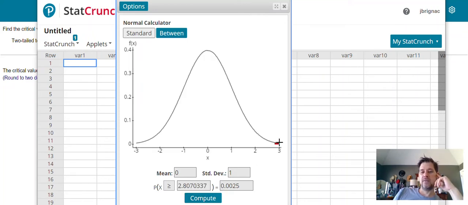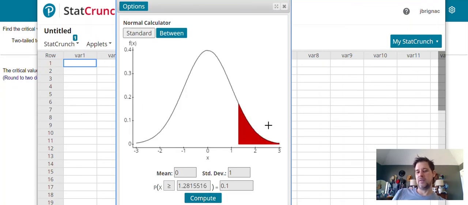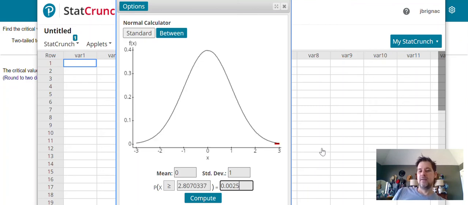So see that red spot right there? Let's magnify it a little bit. If we were looking closer, it would look like this. This is the area in the tail of point one in this case, and that spot on the horizontal axis is this number, 1.28. Now the number we wanted was 0.0025, and that's a much smaller part of the tail, but same idea. So that number is 2.807. Okay, so that's the number that we want.